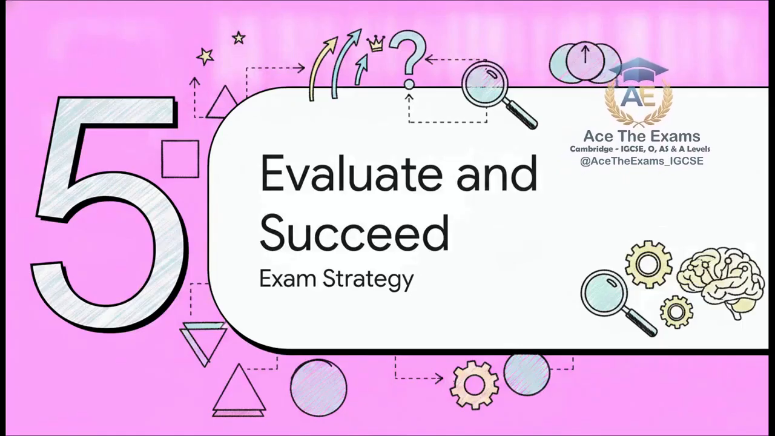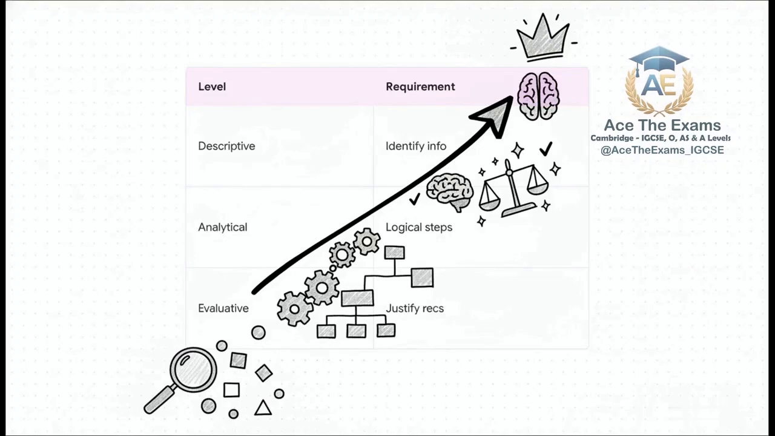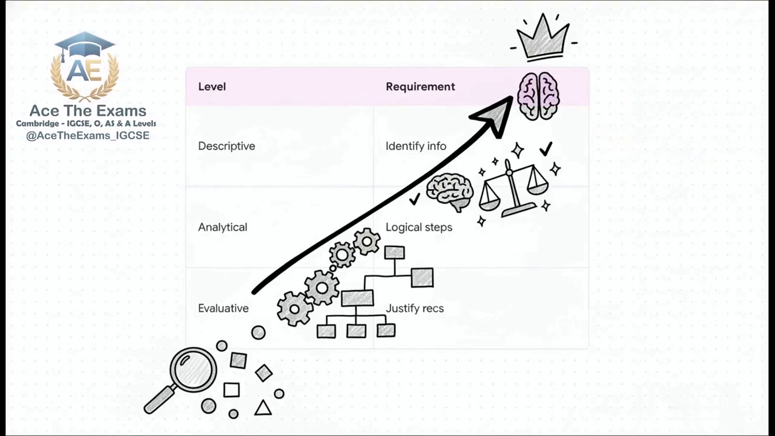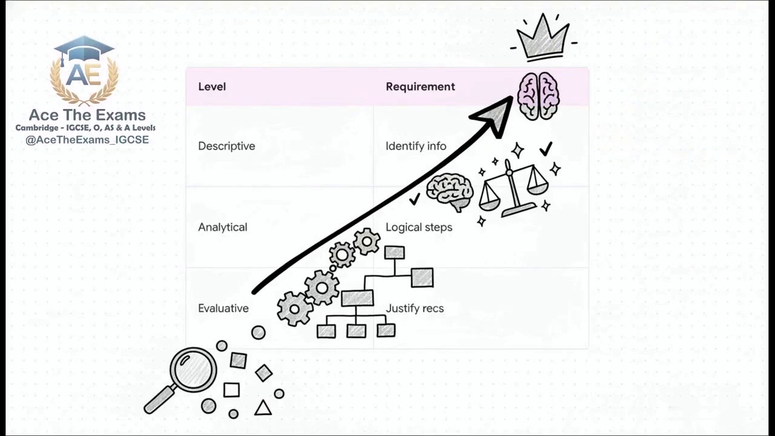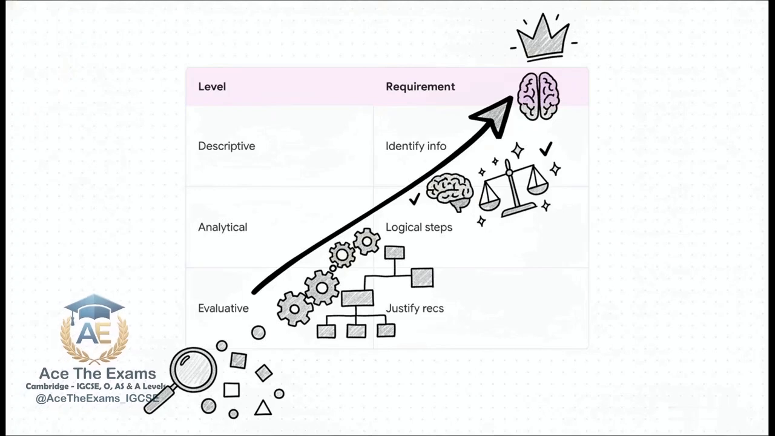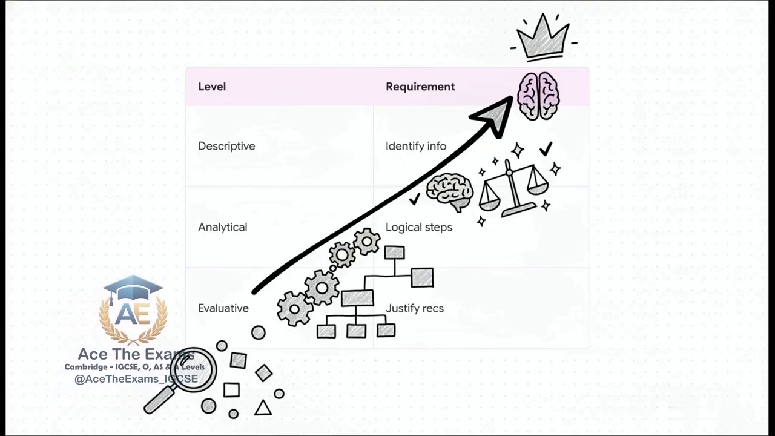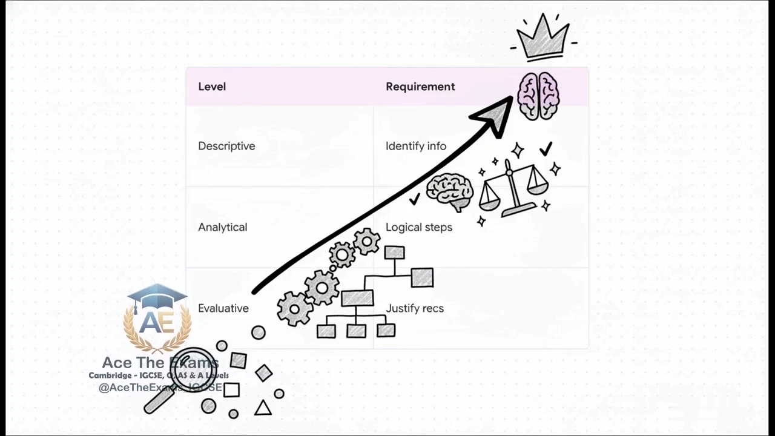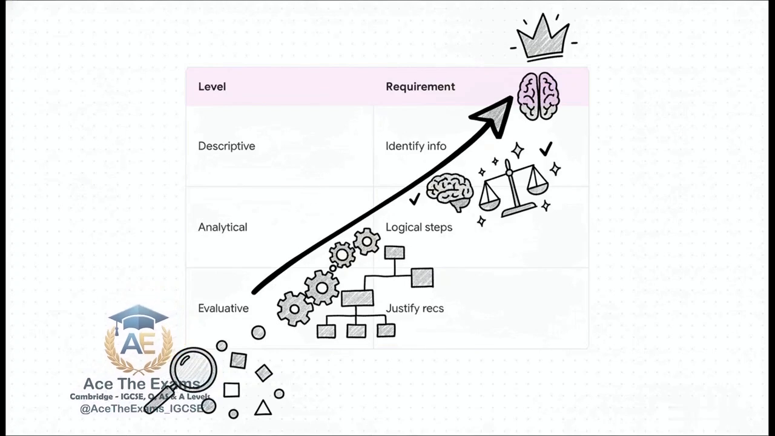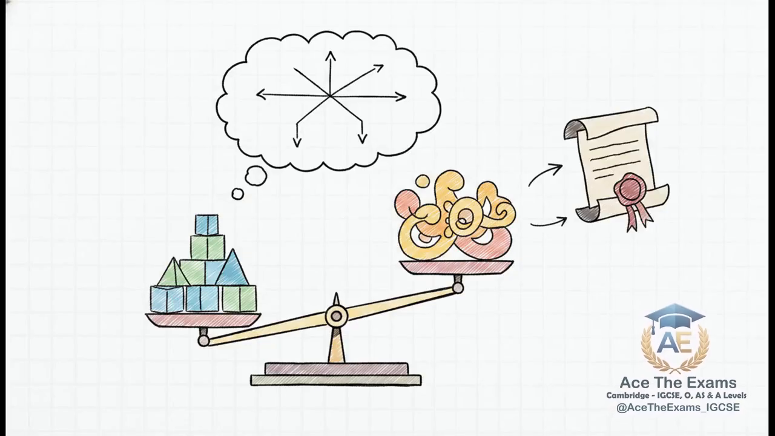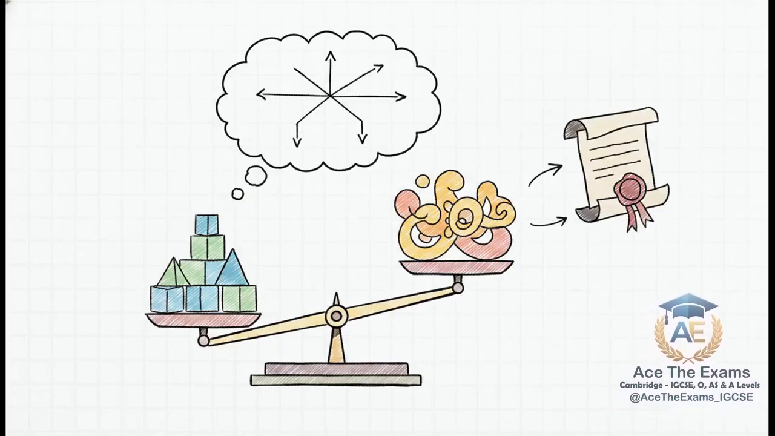Section 5. Evaluate and succeed. This is the final stage of exam mastery. You must move up these structural levels. Start at descriptive. Identify the variables and the equations. Move to analytical. Break it into logical steps using Peel. But the top tier, the A-star tier, is evaluative. This demands that you evaluate alternatives. When faced with a complex parametric equation, you evaluate whether it's easier to find dy by dx parametrically or if it's faster to eliminate the parameter t first to make a Cartesian equation. You compare approaches and justify your methodology based on the context of the specific question. Top-scoring candidates consistently question assumptions and justify decisions with evidence.